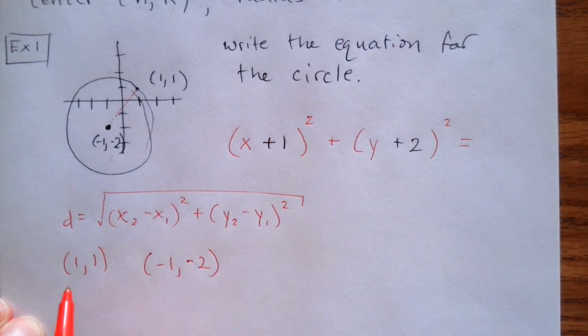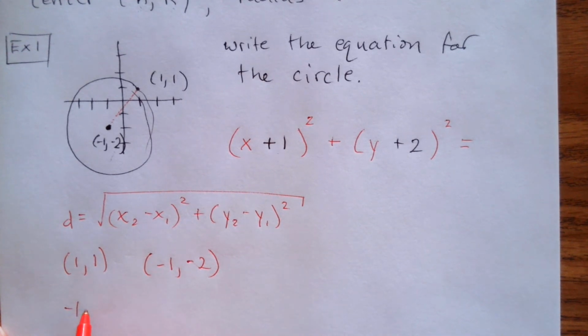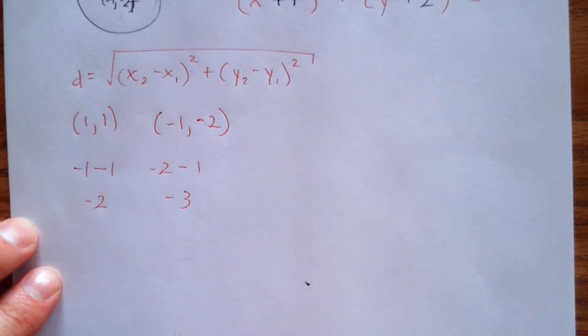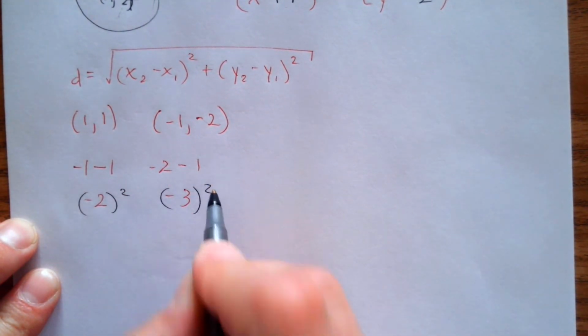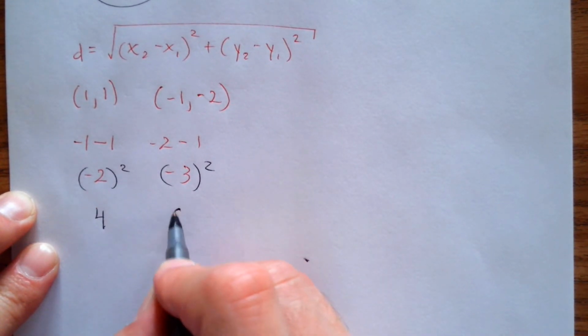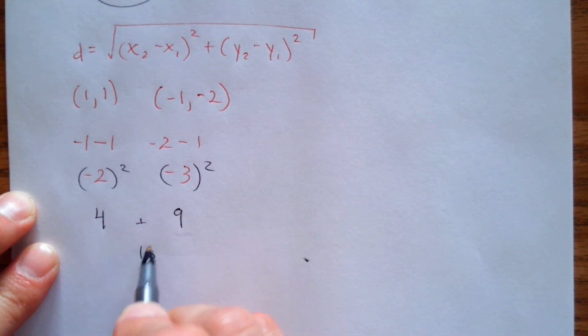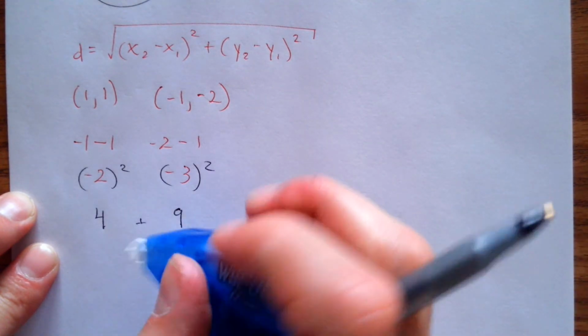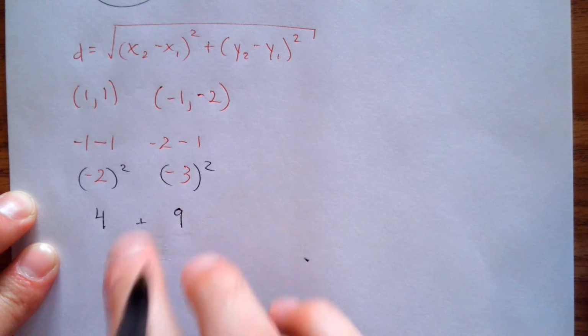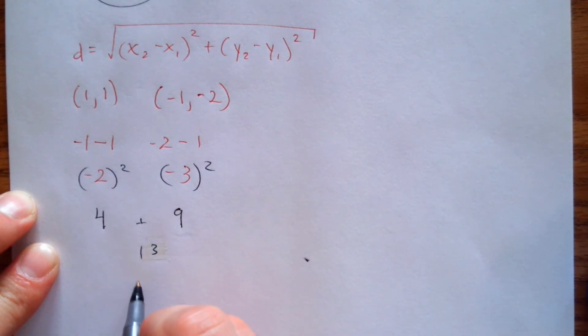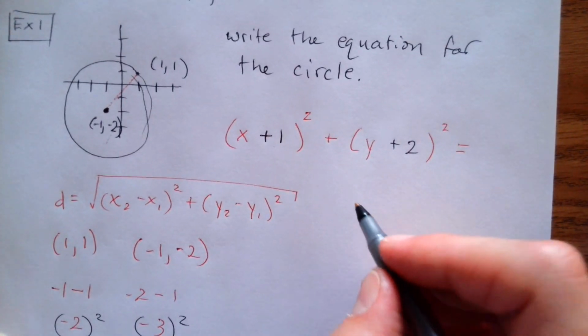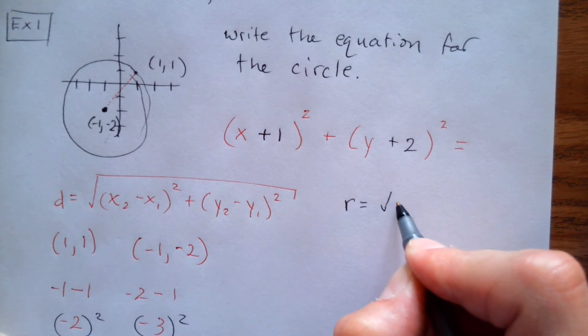So we have negative 1. Subtract the numbers first. Minus 1. That gives me negative 2. Negative 2 minus 1, that gives me negative 3. Square the numbers next. This is all what we were just doing. So 4 and 9. Add the numbers, we get 13. And square root, and we get the square root of 13. So the radius is the square root of 13.